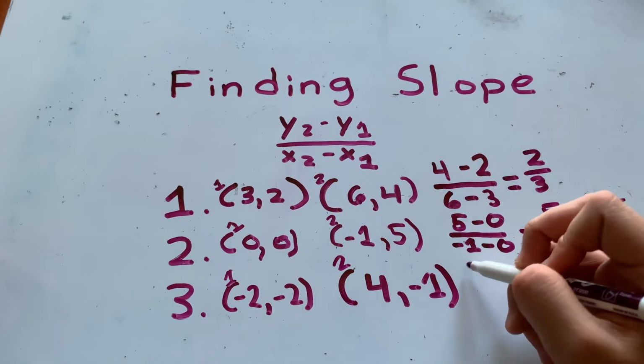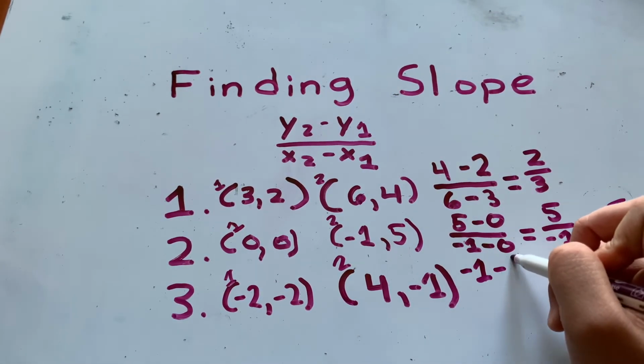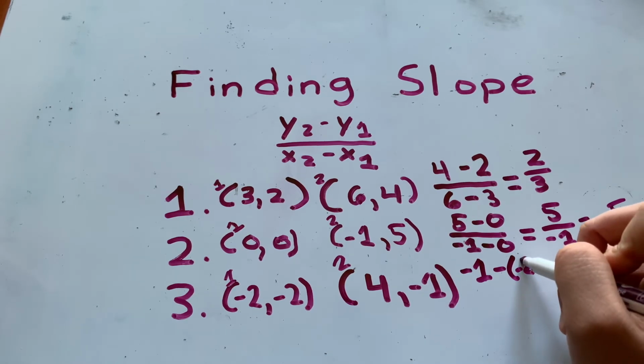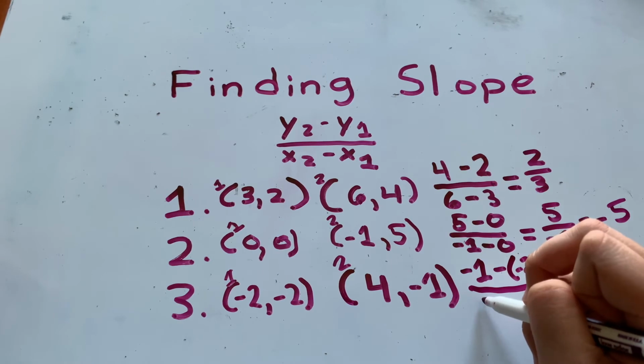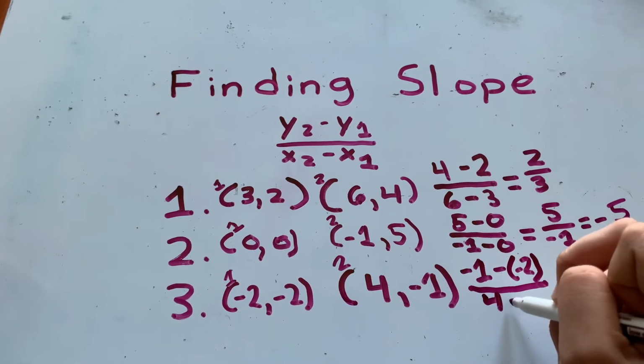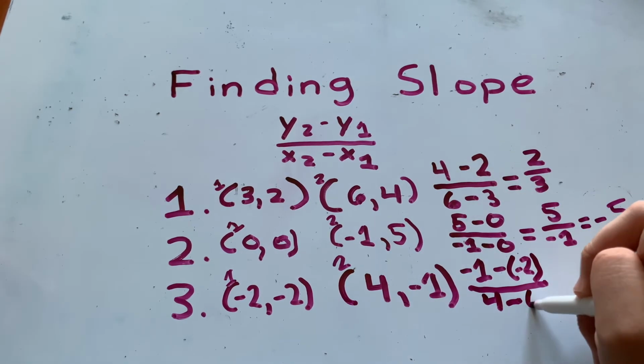y2 is negative 1. y1 is negative 2, so we'll put that in parentheses. And divided by x2, which is 4, and x1, which is negative 2.